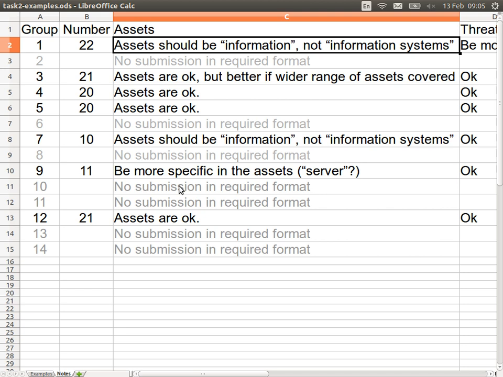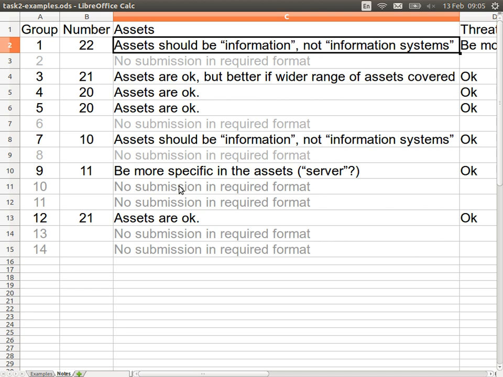So when I say assets are okay, it means the list that that group gave seems okay. That is, they make sense, they are appropriate assets. In some cases, for example, group one gave the assets as really information systems. I suggest you give more detail. Instead of saying the asset is the grading system, the asset is the student grades or the student contact information. That information is the asset. That's the real valuable thing. The database that stores the information is not as valuable as the information itself. So that's the main point.